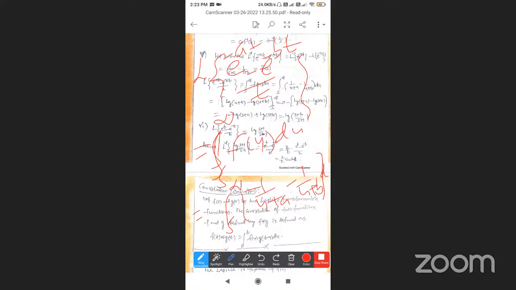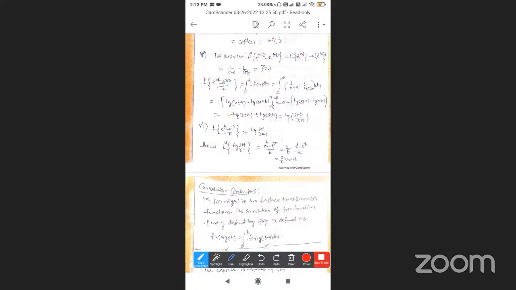This is the integration with respect to u. What is the integral of 1 by u plus a? It is log of u plus a minus log of u plus b, with limits s to infinity. The upper limit gives log of u plus a minus log of u plus b. The value at infinity must be 0. Then minus the lower limit, minus log of u plus a.